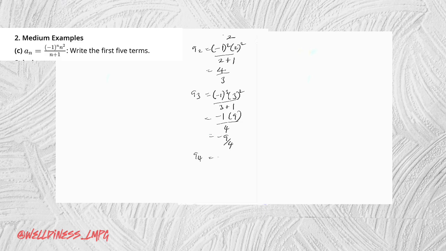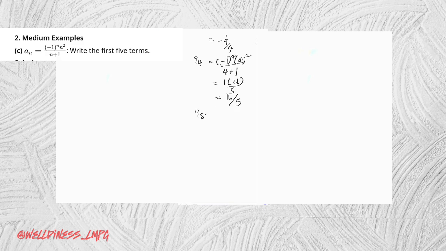So your final answer will be minus 9 divided by 4. Now for A4, all you have to do is substitute 4 anywhere you see n, and that is going to give you minus 1 raised to power 4 times 4 squared divided by 4 plus 1. So minus 1 raised to the power 4 will give you 1, and 4 squared will give you 16. So 16 times 1 will give you 16, and 4 plus 1 will give you 5. So your final answer is 16 divided by 5.